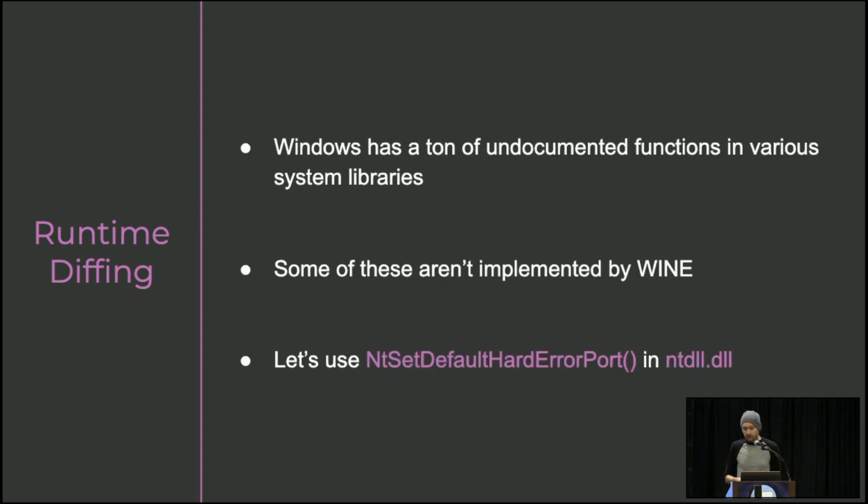So Windows has a whole ton of undocumented functions in various system libraries. Some of these aren't implemented in Wine because there's just no need for it. Nobody's using them. So just one example I found off the top of my head was this NtSetDefaultHardErrorPort. I don't know what that means. Doesn't matter. All we know is that it doesn't exist in Wine, and it does in legit versions of ntdll.dll, which is the library in which it's implemented.